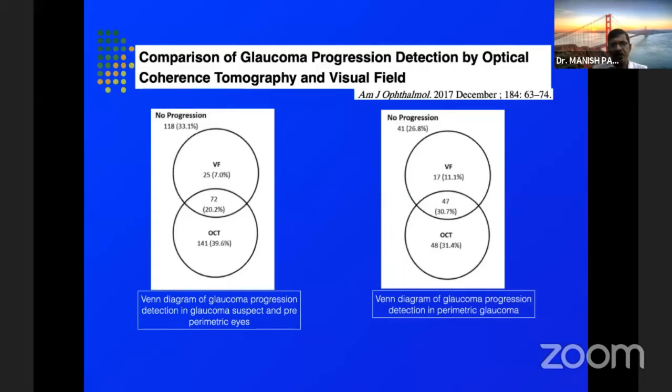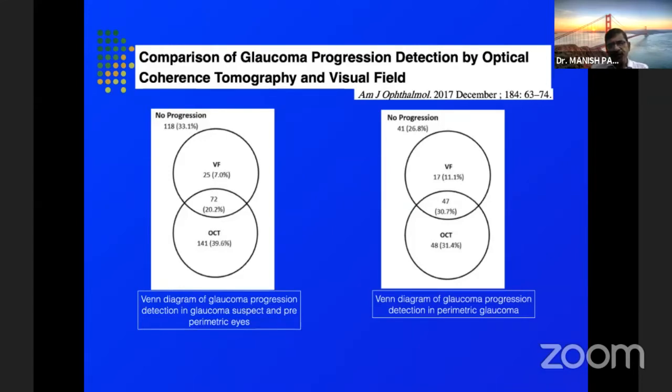So if we compare the glaucoma progression detection by means of OCT and visual fields, how do we stand? On the left side picture, we are talking about patients with glaucoma suspects and pre-perimetric patients, and we find that OCT has a higher detection rate as compared to visual fields for glaucoma progression. That's understood. If you look on the right side, that's perimetric glaucoma. That means patients who have glaucoma and they have visual field defects. We find that OCT still shows a better detection for progression as compared to visual fields.